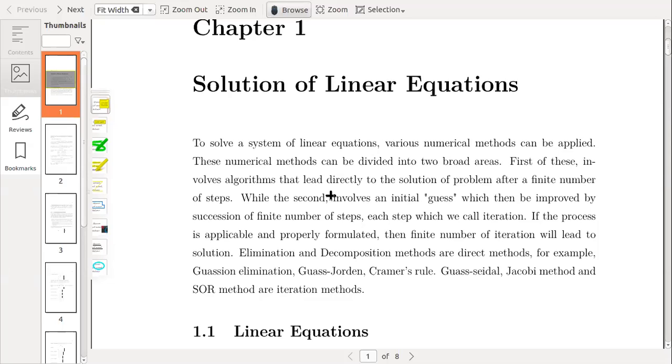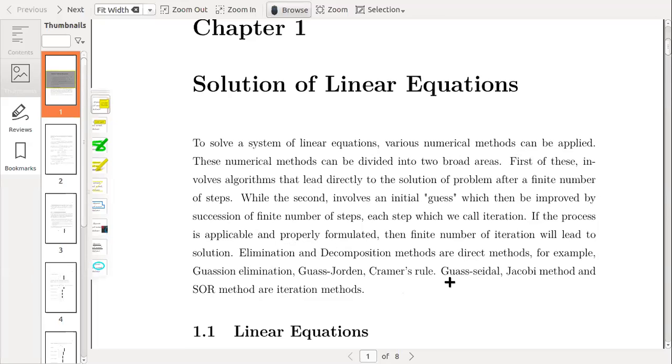So in direct methods, we apply the algorithm only once on the problem. And in iterative methods, we apply the algorithm repeatedly, again and again, to solve the problem. Further, in direct methods, there are two kinds of methods. The first one is the elimination method and the second one is the decomposition method. So the Gaussian elimination method is an example of an elimination method.